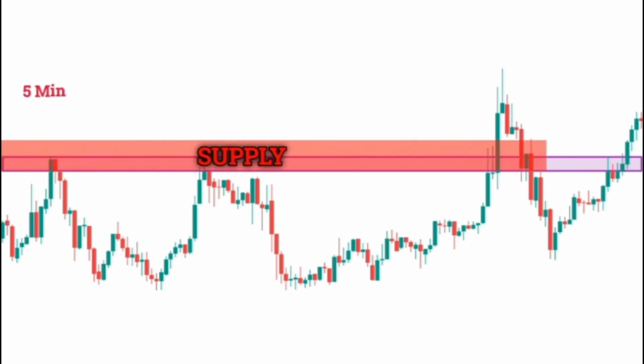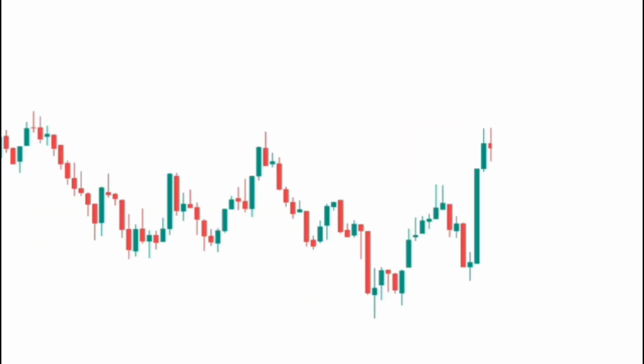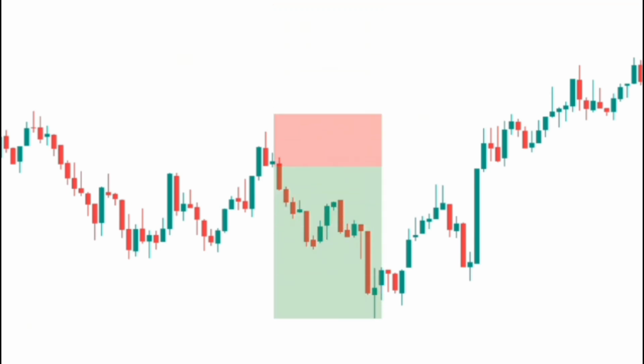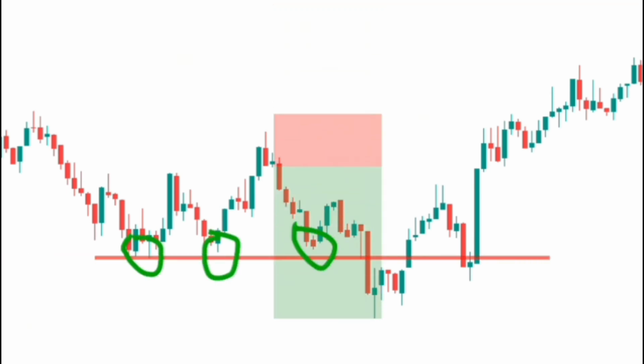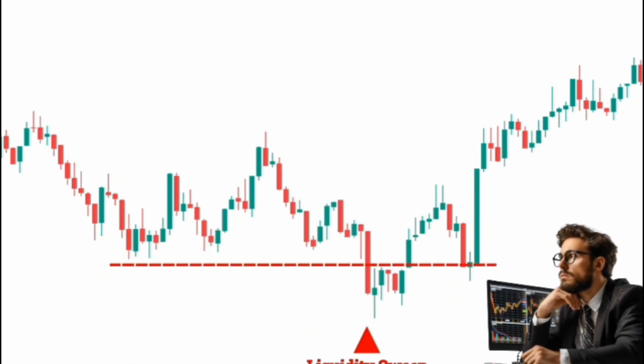And here's the most important part. Your target should never be random. Your target should be external liquidity, typically the previous swing high for buy trades or the previous swing low for sell trades. Remember, most traders are always searching for the fastest entry and the quickest exit, but the traders who patiently wait for confirmation are the ones who catch the real move. That's the difference between getting trapped and consistently taking high probability trades.